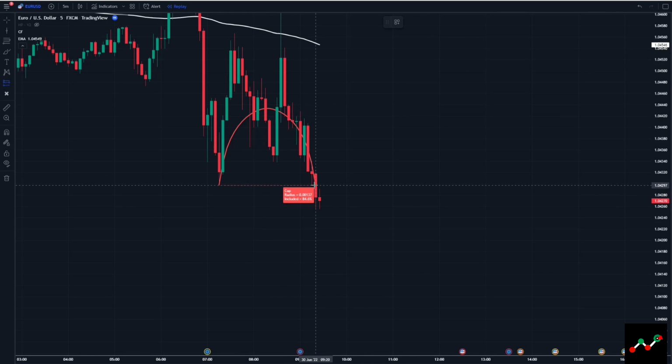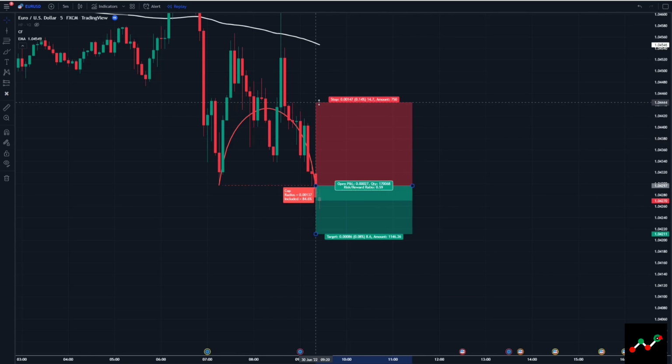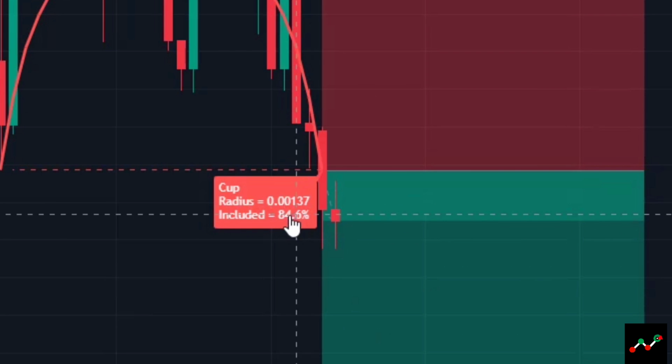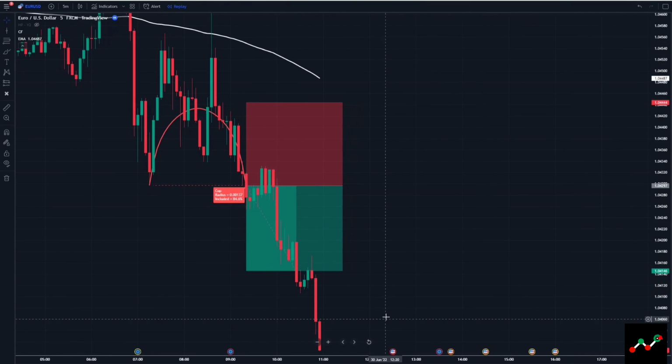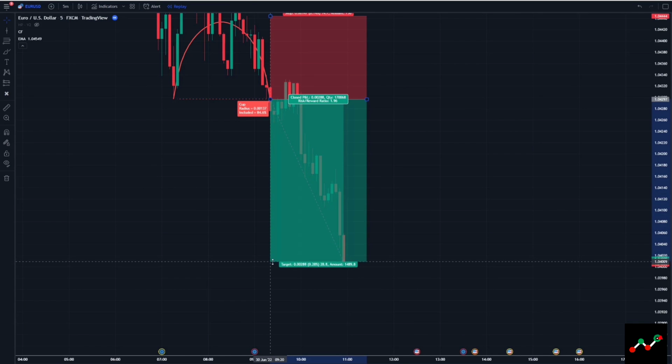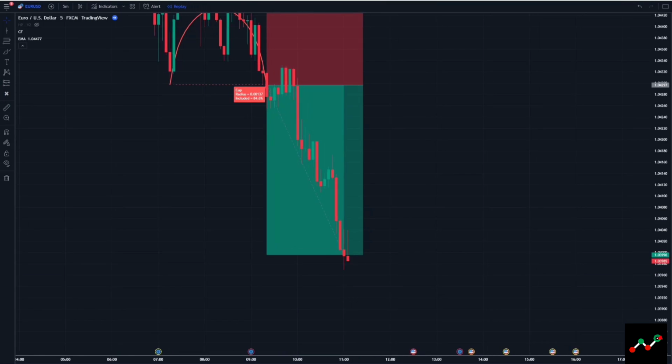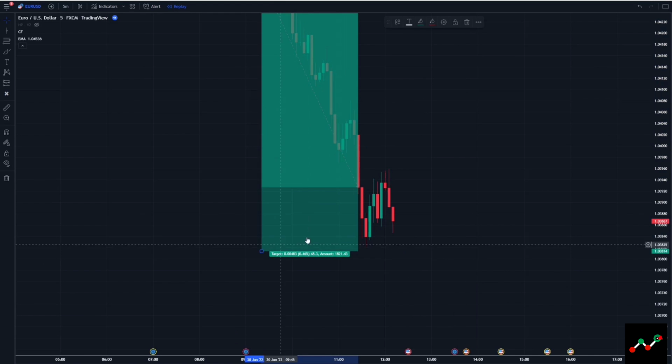And I set the stop loss above the curve of the cup. Yet again, the first target is on a 1-to-1 risk and reward ratio. The possibility of this position being successful is 84%. The price successfully moved past the first target and continued till the second target, and even reached the third target.